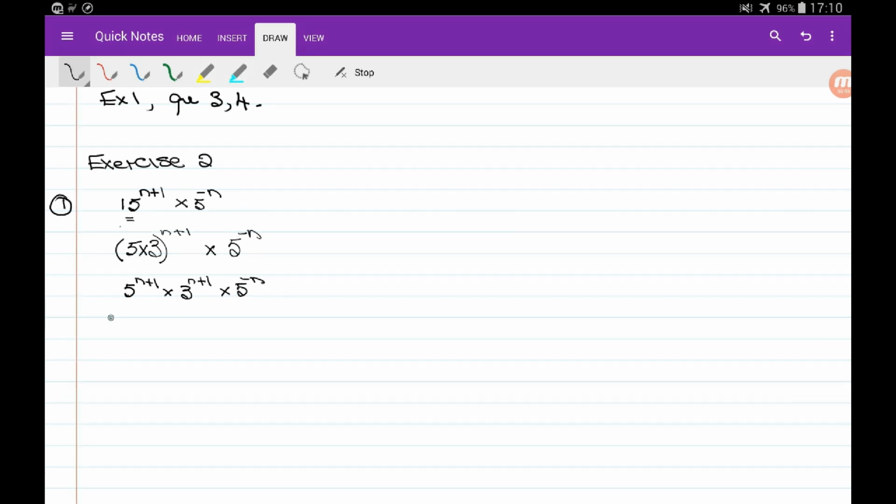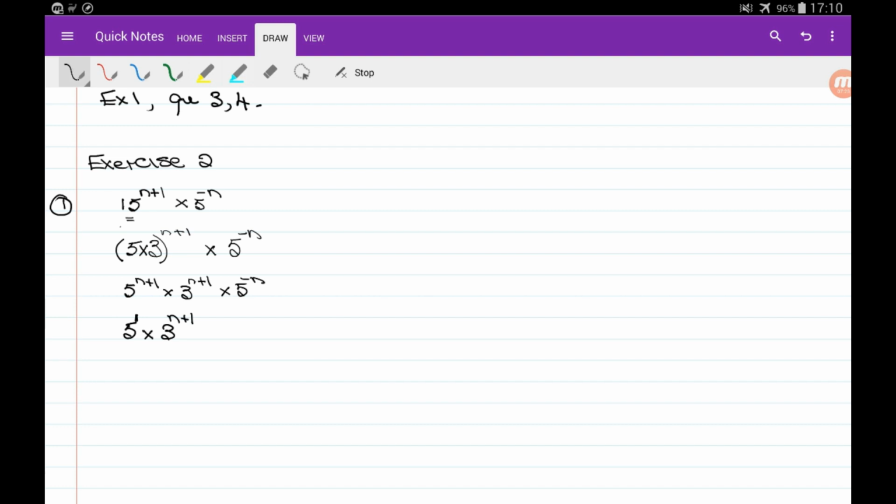At this stage, I can now multiply my like bases. I am simply going to add my exponents. n plus 1 minus n gives me 5 to the power of 1 multiplied by 3 to the power of n plus 1, and that's as far as we can go.